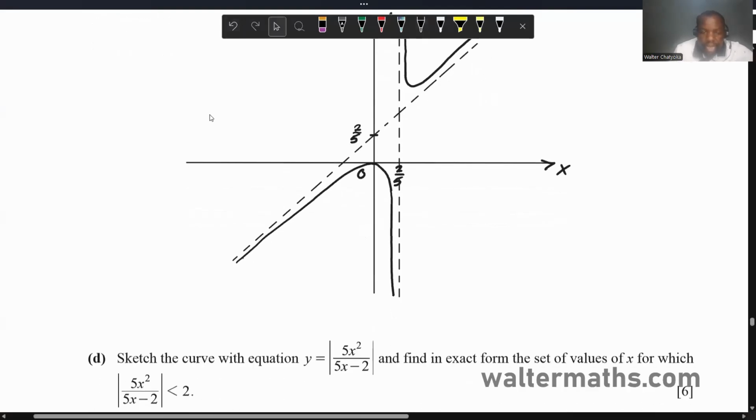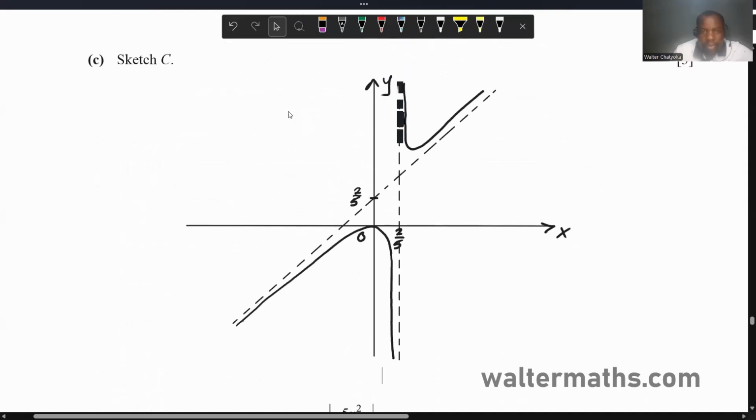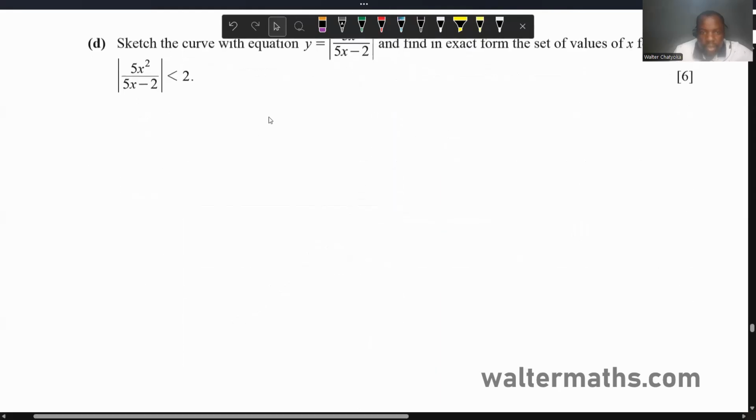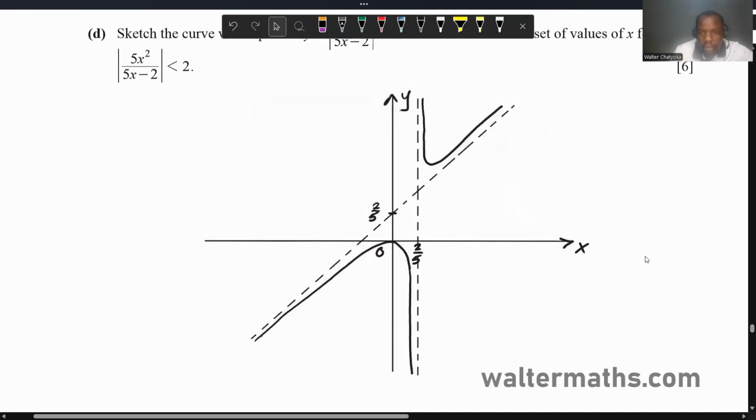All right. Let's move on to part D. Sketch the curve with equation y is equal to the modulus of 5x squared over 5x minus 2, and find in exact form the set of values of x for which the modulus of 5x squared over 5x minus 2 is less than 2. So we want to make a sketch of the graph of the modulus. I'm going to take the original graph here, and we're going to reflect the part of the graph that is below the x-axis in the x-axis. So we'll be having something like this.